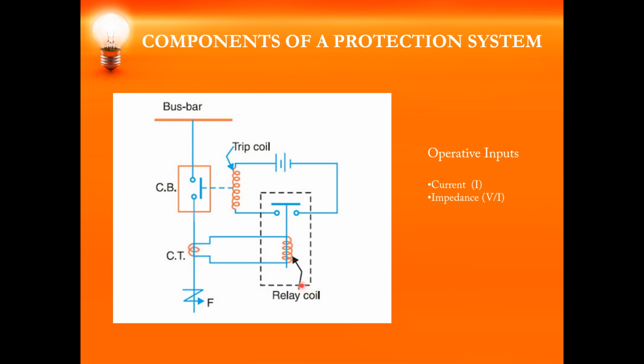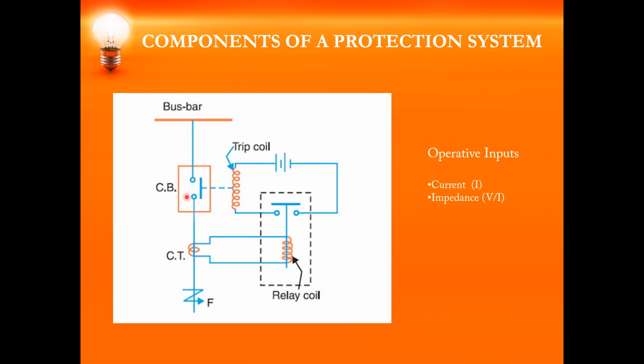The other major component is the relay. The function of the relay is to send a command or a signal to the circuit breaker so that it can disconnect the faulty part. Then the circuit breaker is a mechanical switching device.